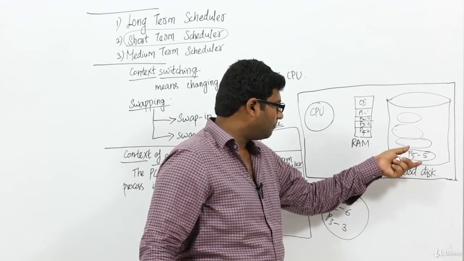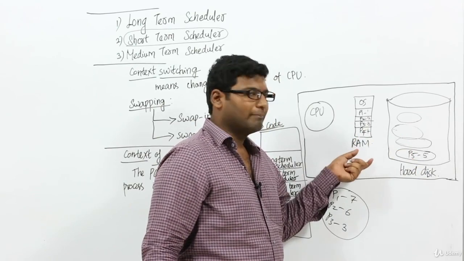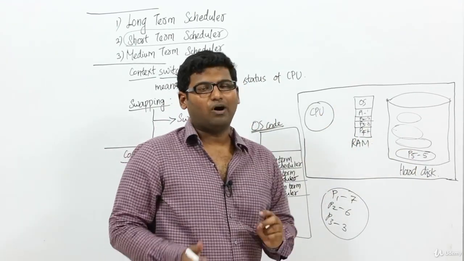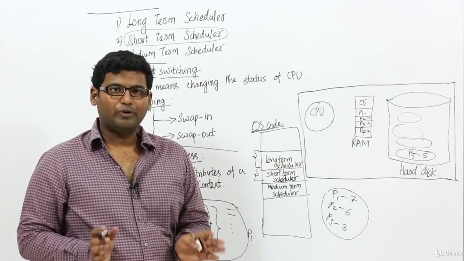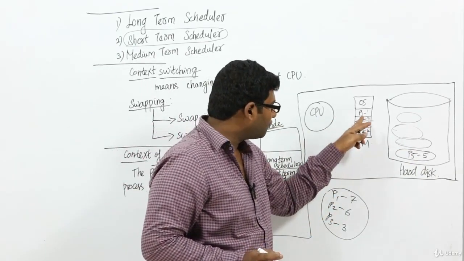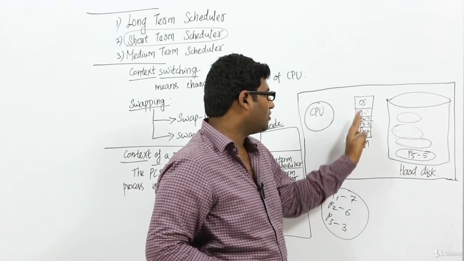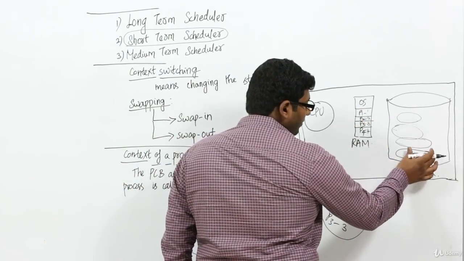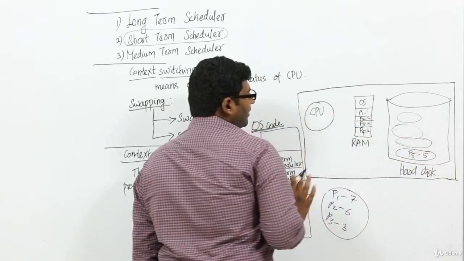We cannot move P5 from hard disk to RAM because the space is already being occupied inside the RAM. Now what should we be doing? What we should be doing is moving one of the processes in the RAM into the hard disk, and moving the high priority process, which is P5, from hard disk to RAM. There is no other way.